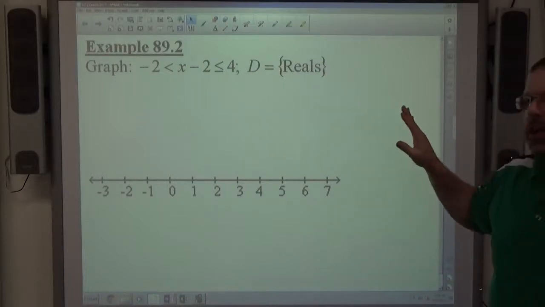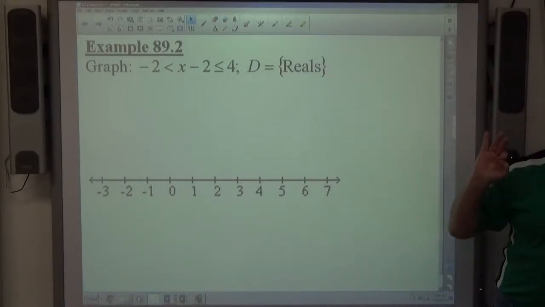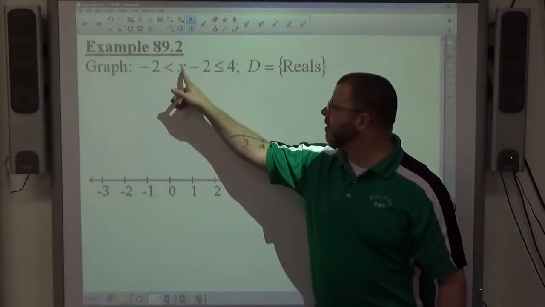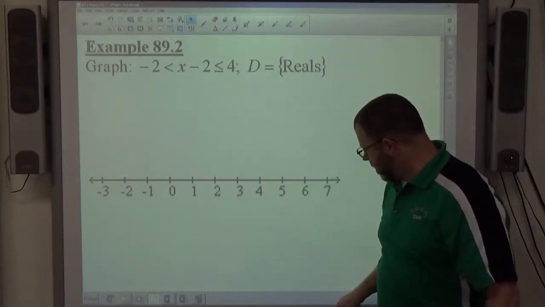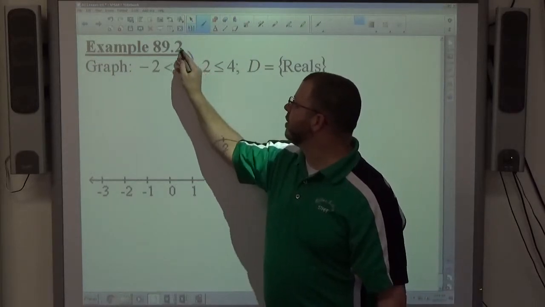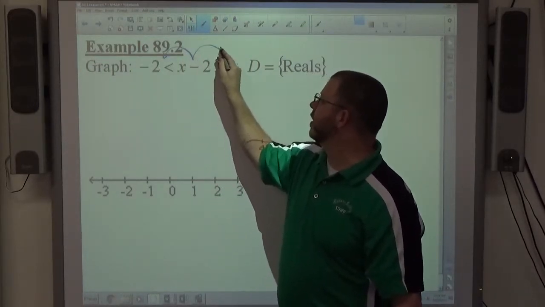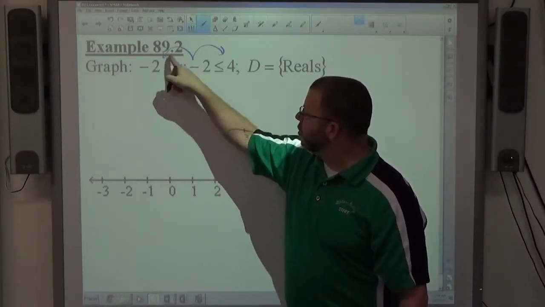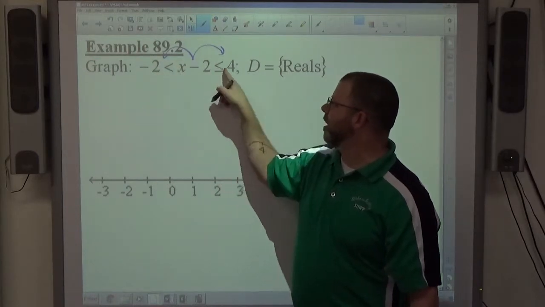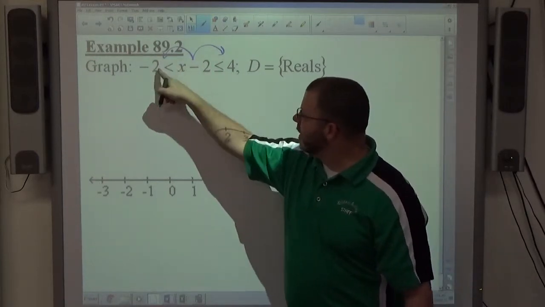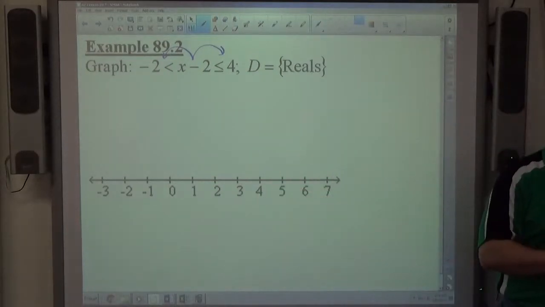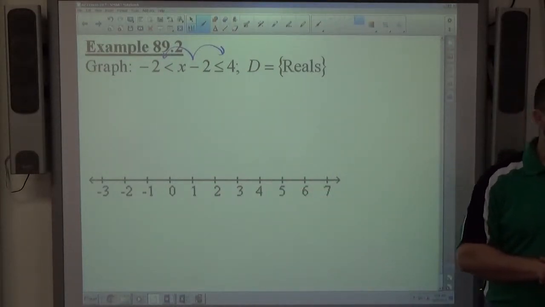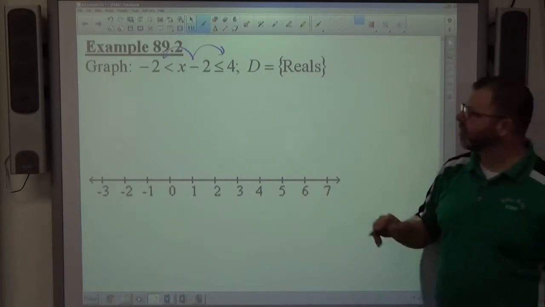Here's another way of looking at a conjunction. This is an understood and. Something less than an x expression less than something. All right? If we read it from the x expression to here and from the x expression to here, x minus 2 is greater than negative 2, x minus 2 is less than or equal to 4. This and this. All right? So it's an understood and happening here. So when you see that picture, that's also an and statement.